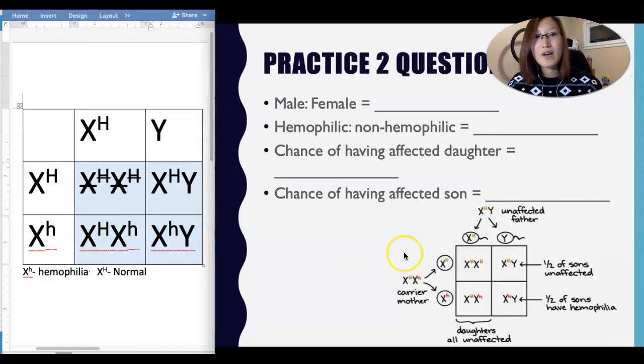The chance of having an affected son, however, so this is an affected son. It will be a 1 out of 4 chance, or 25% chance, if it's out of all the children. But if I were to ask you chance of having an affected son out of all the sons, then we're already specifying that we're looking at a son. Then your answer is going to be 50%, right? I'm going to say that one more time. If the question asks you chance of having an affected son out of all the sons, then you're only looking at the sons. Then in this case, it will be 50%. But if what I'm really asking in this question is chance of having an affected son out of all the children, then that's a 1 out of 4 chance, and that's a 25% chance.